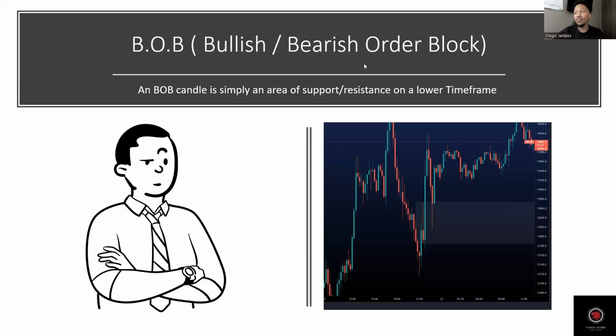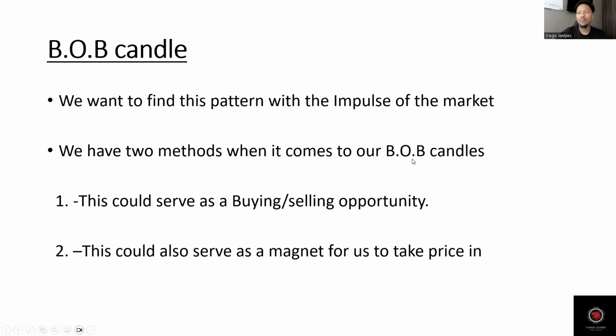So a BOB, bullish bearish order block. A BOB is simply an area of support or resistance on a lower time frame. So this is literally just a correction on a lower time frame. And this BOB will now serve as an area of support or resistance depending on where you want to take price into. So what is an actual BOB?